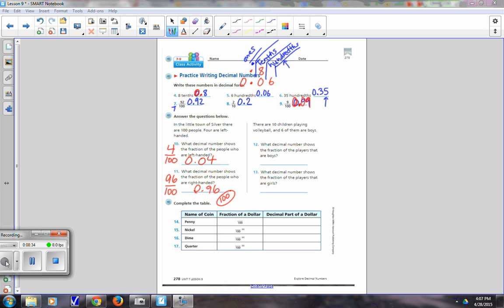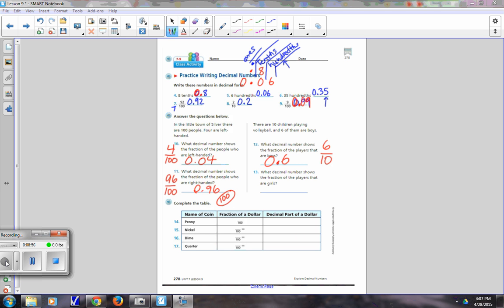There are 10 children playing volleyball. 6 of them are boys. What decimal number shows the fraction of players that are boys? So 6 out of 10 players. So 6/10 of the players are boys.